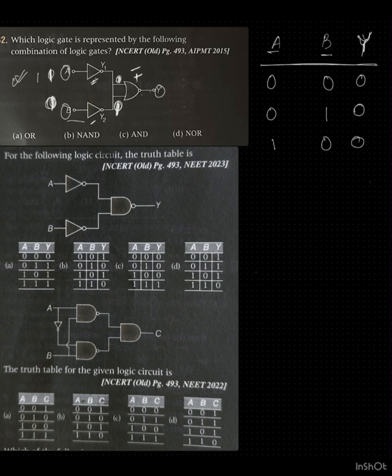Finally, you can take 1, 1. This one will get inverted, become 0 here. This one also inverted becomes 0 here. 0 plus 0, 0. Inverted, you will get 1. So for 1, 1, you will get 1. So this one will be your final truth table.